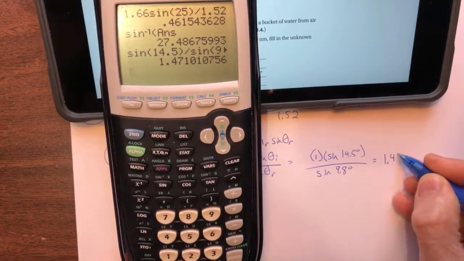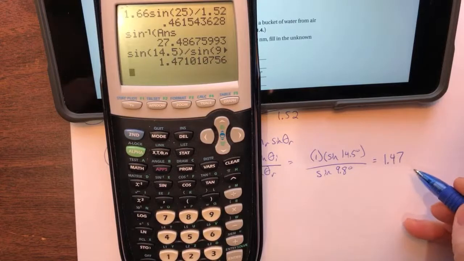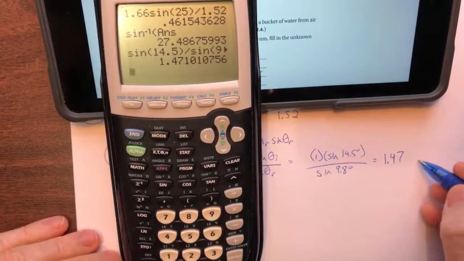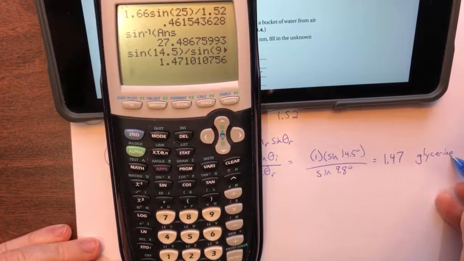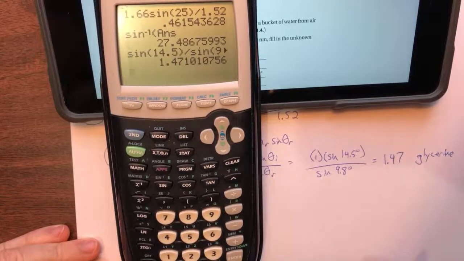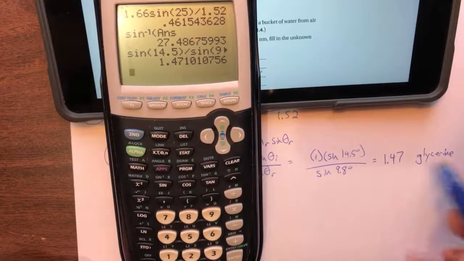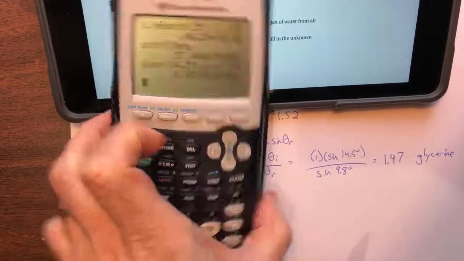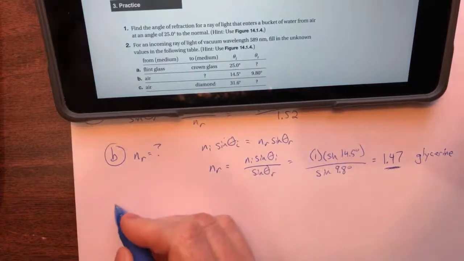NR equals 1.47. And for this one, you're obviously not going to remember any of these indices of refraction. But what you do is go back into the table and look at what's close to 1.47. And I think it said glycerin for this one. I think that was what it was closest to. I don't know if there were any other possibilities. I don't have the table in front of me right now, but when I did it before, I got glycerin. So 1.47 should be glycerin. The key thing is that you're getting this right. Okay? All right, C.